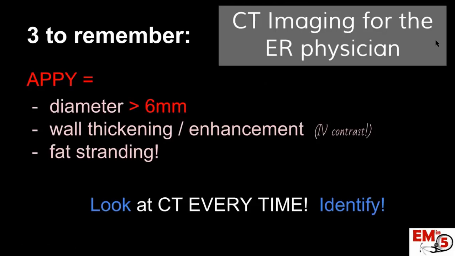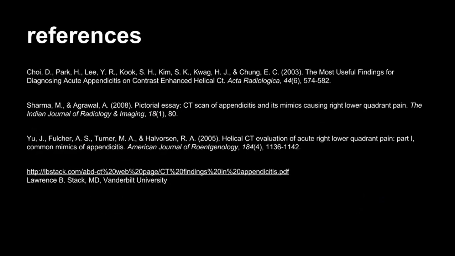So, three things to remember for appendicitis imaging on CT scans: we're looking for a diameter greater than 6 millimeters. We're looking for wall thickening and enhancement. That's why we're getting the IV contrast so that it'll light up really well. And we're also looking for fat stranding. Look for fat stranding anywhere on a CAT scan when you're concerned about some kind of pathology.